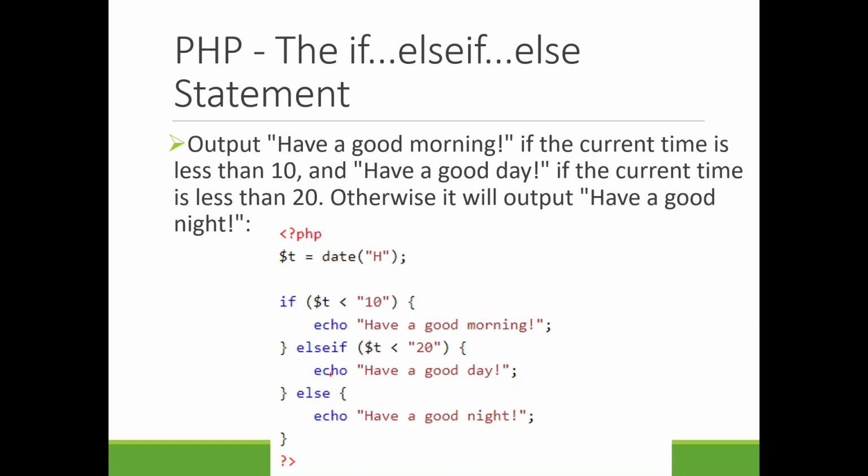Then we have the multiple if-else statement. Now, multiple if statement can be as many as you wish. So in this example, we're declaring t, calling the date function, passing to it h, so that it can give us the hour in 24 hours. Then we're saying if t is less than 10, print good day.